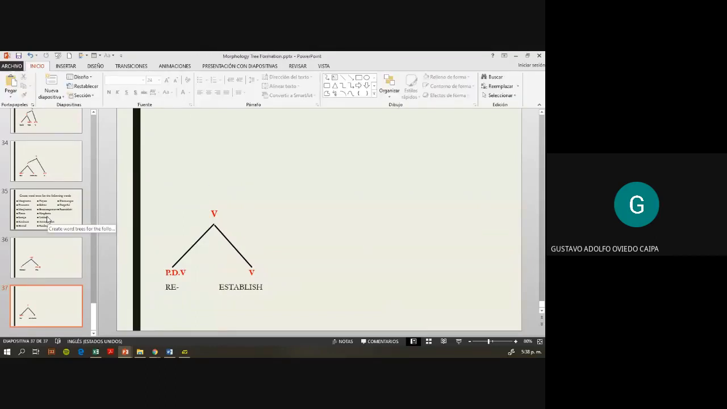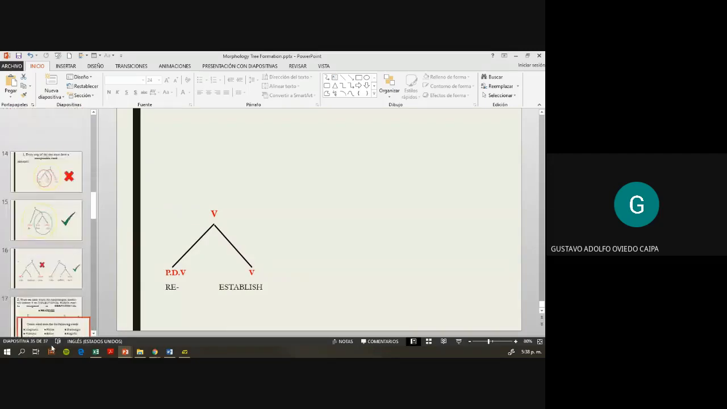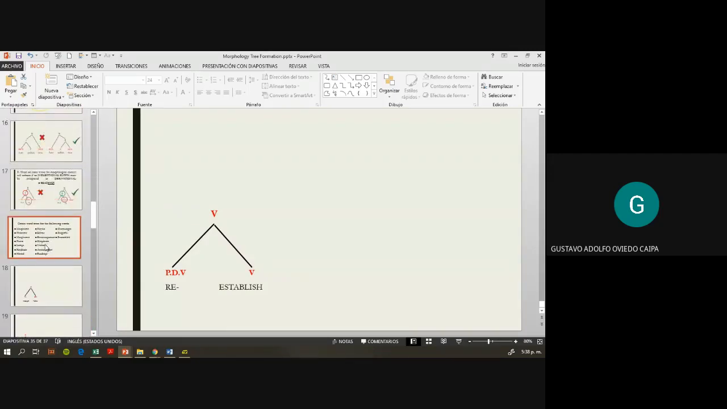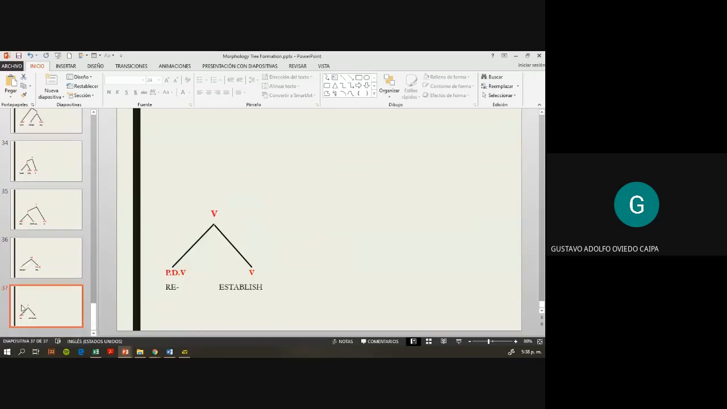All right, so with that, we finished making the trees for basically all of the words in the exercise. Let's stop recording right now.